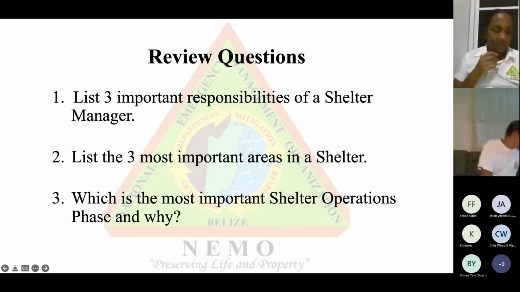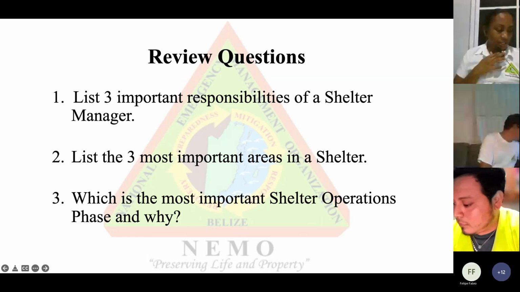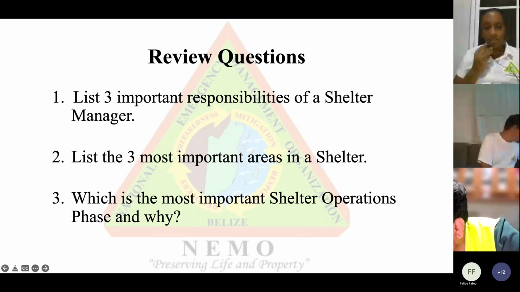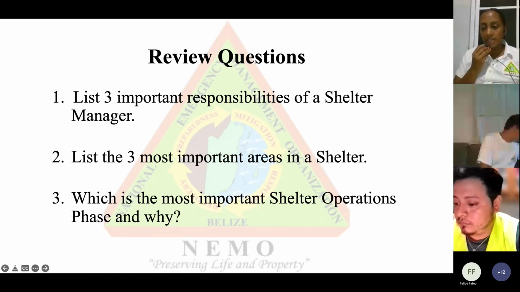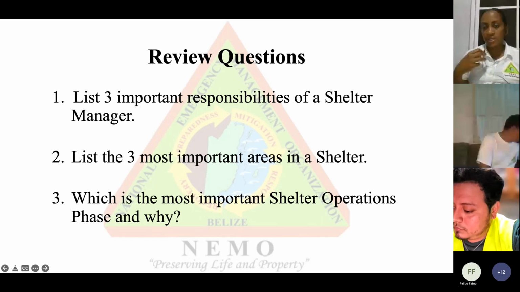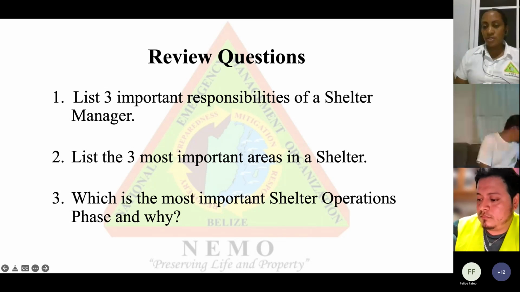Okay, I see that somebody answered the previous question in the chat: waiting room, food and beverages, and sanitation area. Yes, this is what I was trying to hint at. You will be getting supplies, food and water. You want to be able to put that in a safe area so that people don't have free access to the food and the water. So there should be a little storage section for that.